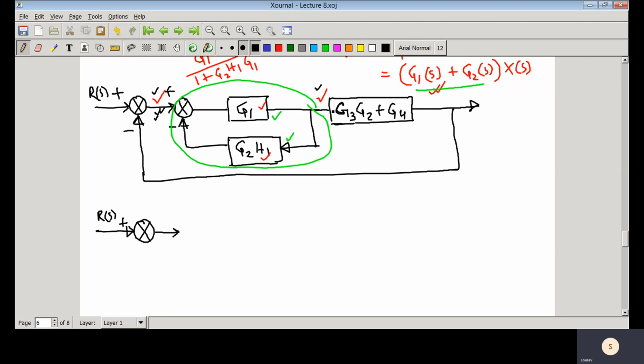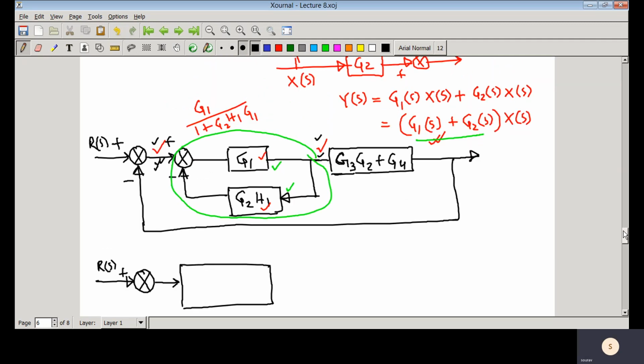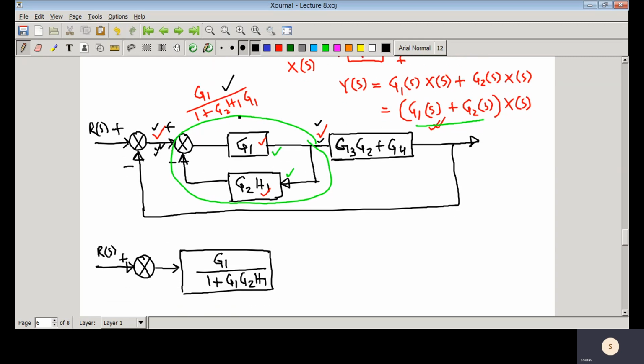Now you see from this particular point to that point, the transfer function that I have is G1 divided by 1 plus G1 G2 H1. As they are single input, single output, there is no problem if you write G2 H1 G1 equal to G1 G2 H1. So from this particular point to that point, the transfer function is this.